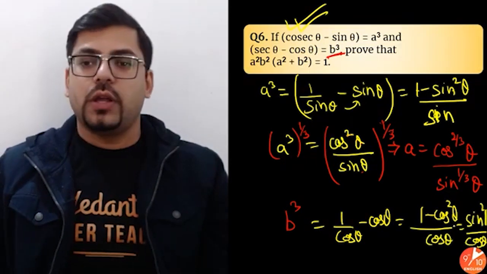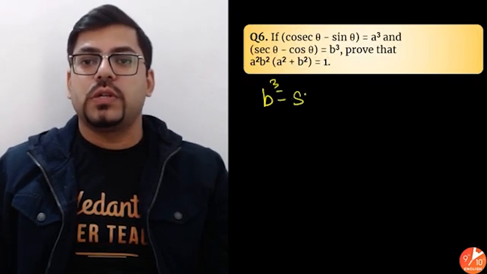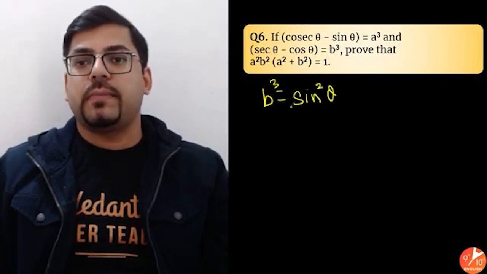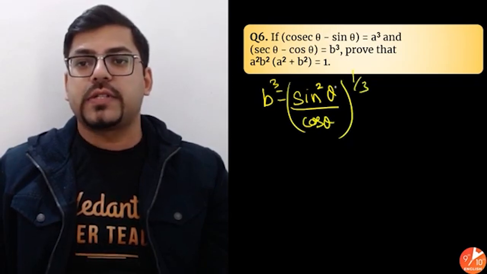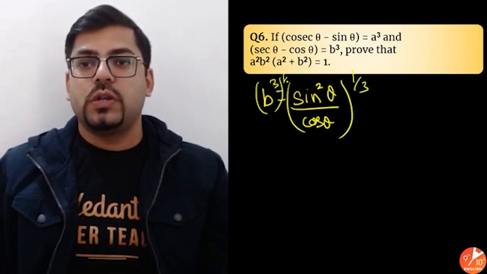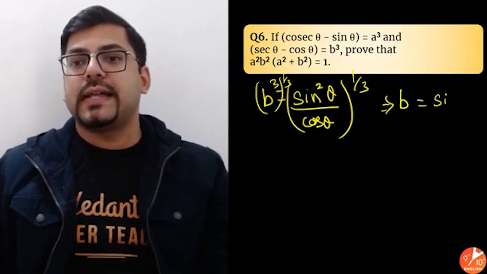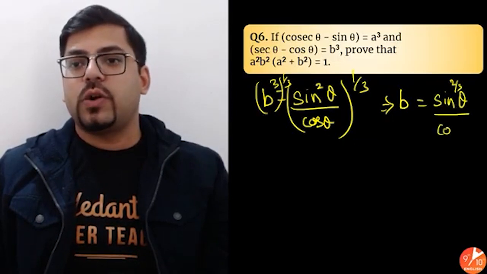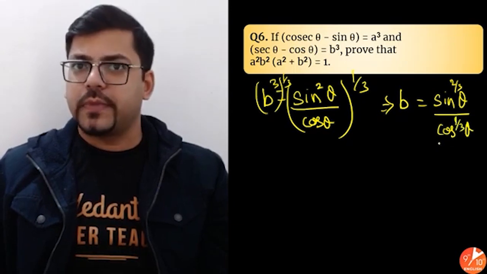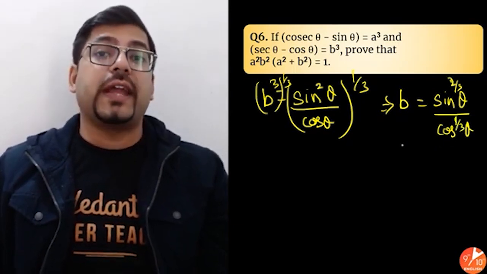Cool, the same way. Okay, now let me just write for b cube also. So b cube is equal to sine square theta by cos theta. So we will again take power 1 by 3 on both sides, here also and here also. So what do you get? You get b equals to sine theta power 2 by 3 divided by cos theta power 1 by 3. Correct? Okay. So this is power 2 by 3, this is power 1 by 3. We got a and b.